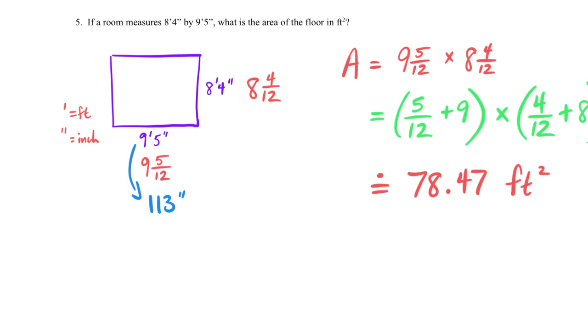Well, I could do the same thing with the other dimension. I go ahead and calculate 8 feet. Well, 8 feet in inches would be 96 inches. Add on my 4. This dimension would be 100 inches. And what I could do now is go ahead and calculate the area of the room in inches, the same units. And notice I got rid of all my fractions.